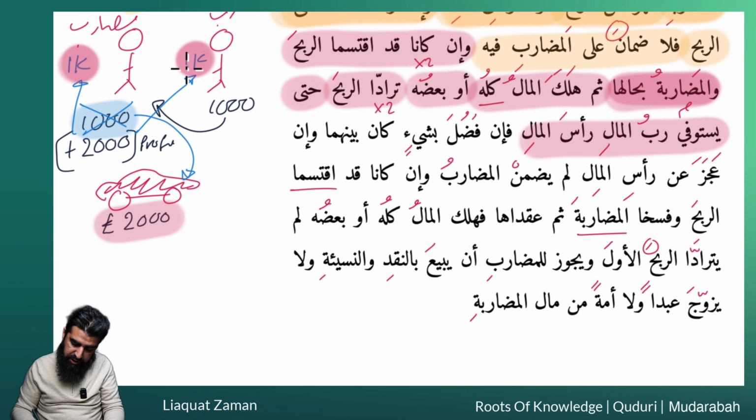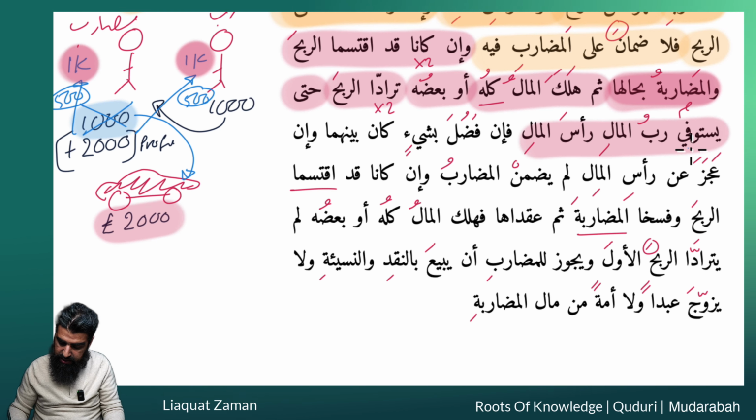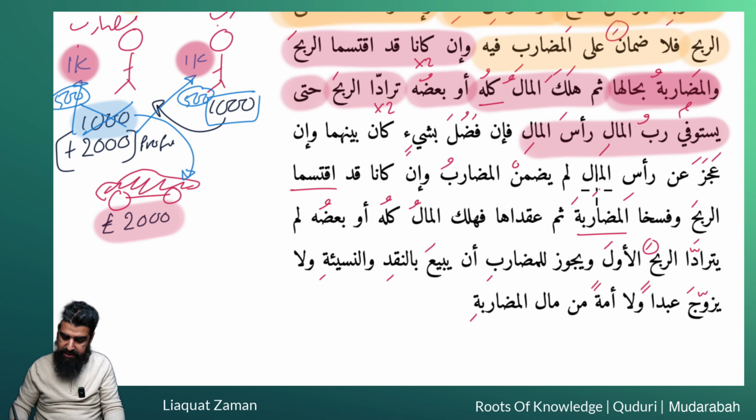So they have to put the money back in order to make the capital. So he's going to put 500 back in. He's going to put 500 back in to make up the original capital, because we want the capital to be topped up first and foremostly. That's why he's saying yastawfiya, so the Rabbul Mal can get his 1,000 back at least, and they can keep the rest. Okay.